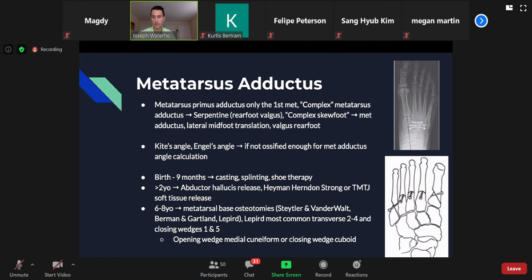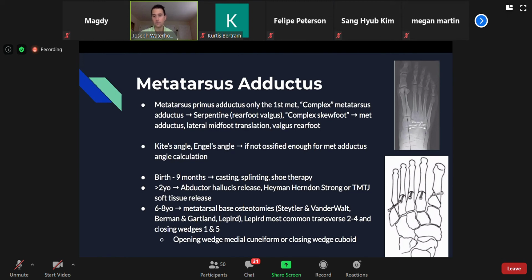Because if you're over 2 years, then that's when you start to transition to considering doing an abductor hallucis release, Heyman, Herndon, and Strong, which is really just the TMTJ soft tissue release. Again, don't worry about the eponyms as much as what you're actually physically doing to the patient, but it would be releasing all the TMTJs, pinning them, and then just letting it sit there. And then once you are 6 to 8 years old, again, the names don't matter as much as what the actual procedures are, but Lepird is probably the one that is more commonly used. Closing wedges of the 1st and 5th mets, and then basically proximal Wiles of the 2nd to 4th.